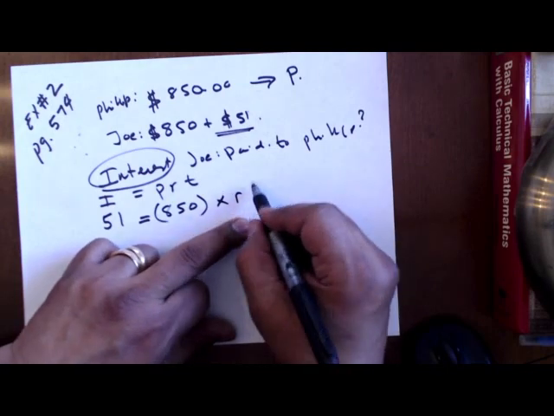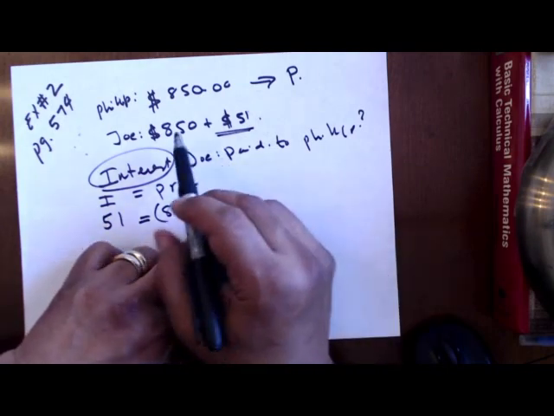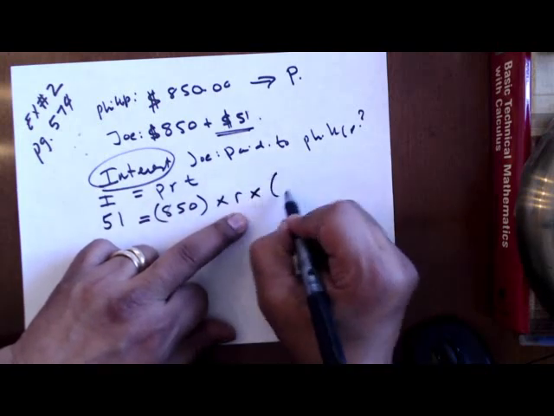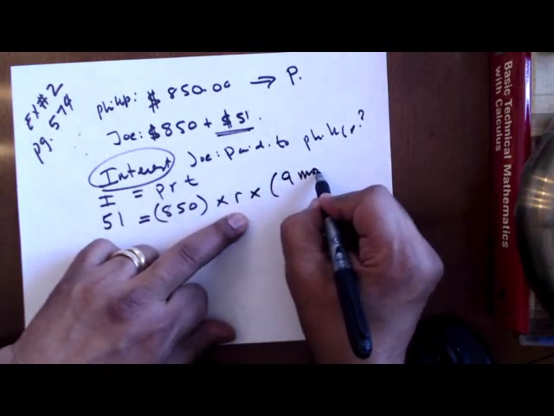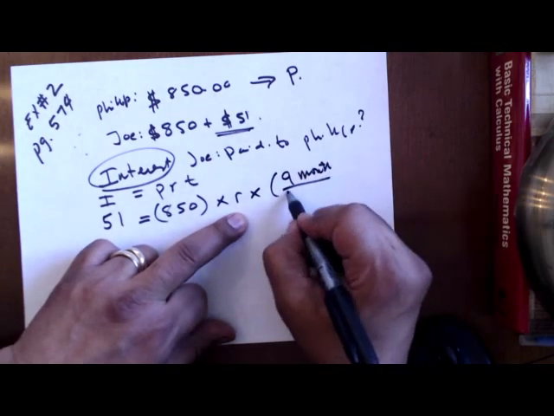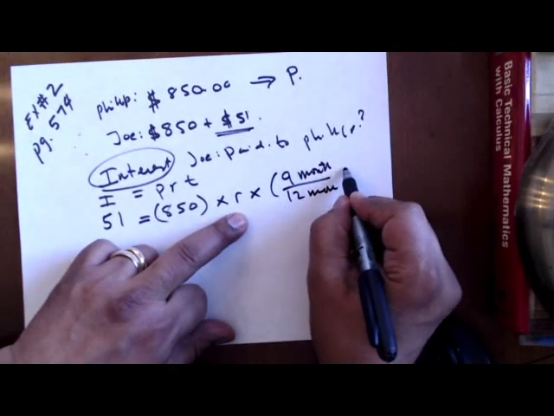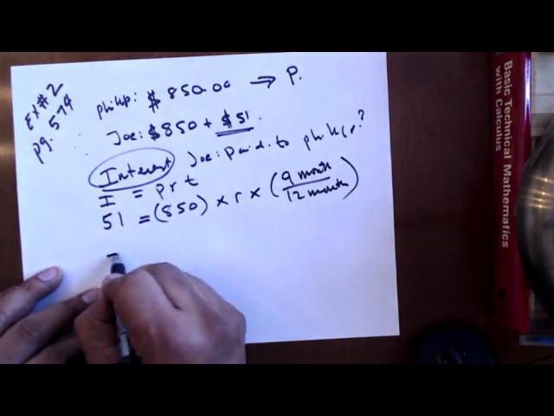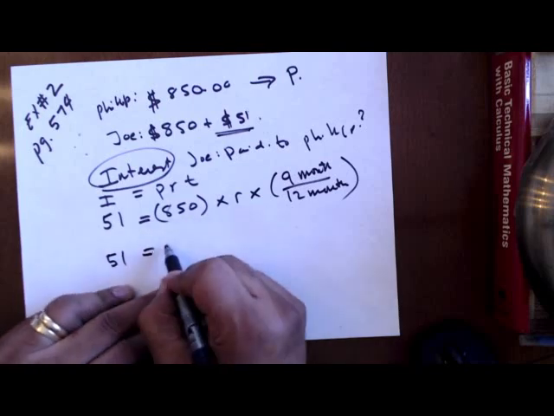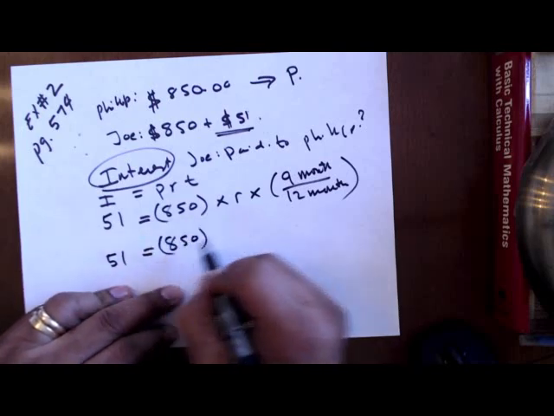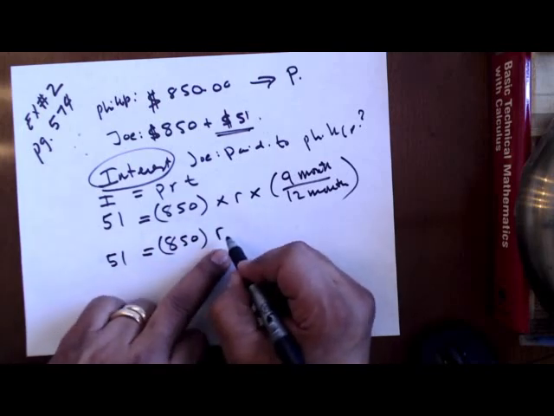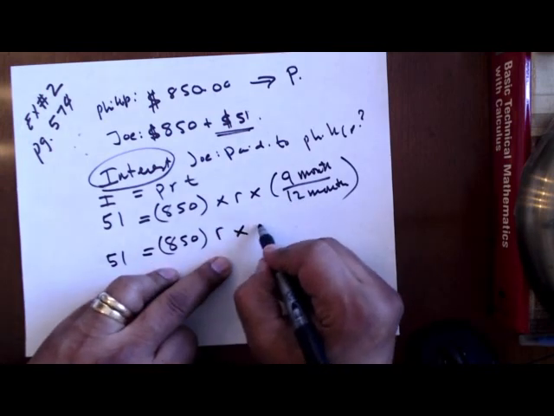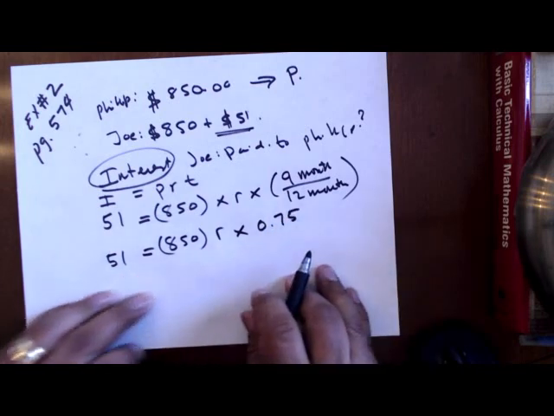the time. We need to find out what the time is, and the time here is 9 months. So it's 9 months over 12 months, to make it into the quantity in years. So what we have here is 51 is equal to 850 times the rate, that's the part that we don't know, times here, this is 0.75.